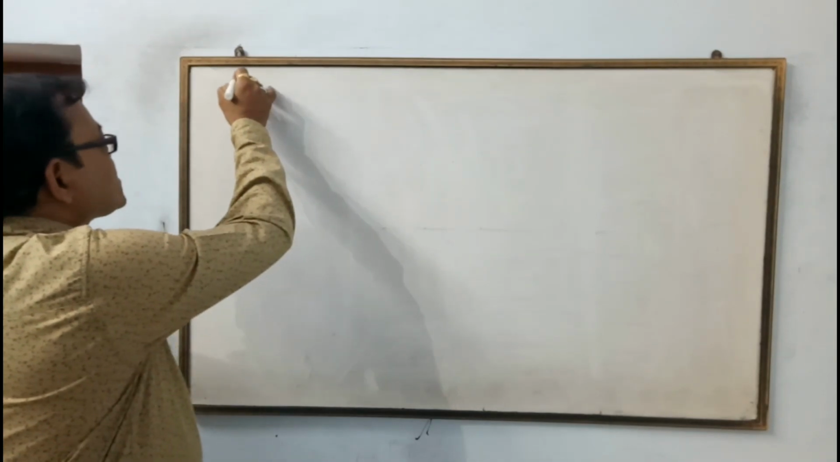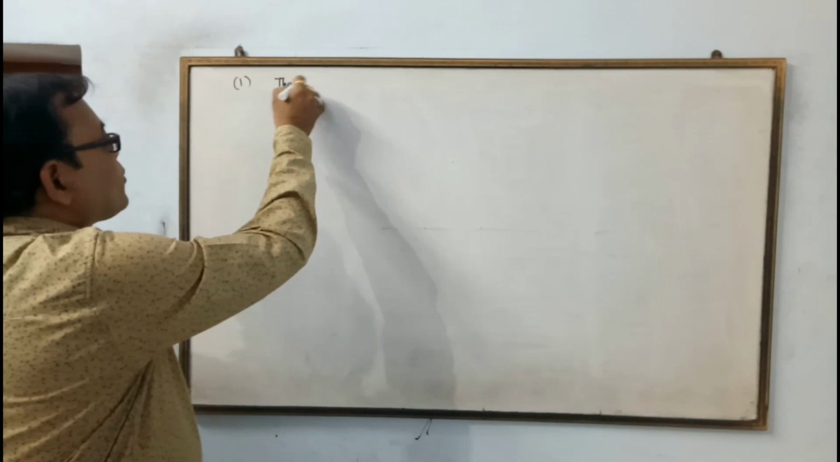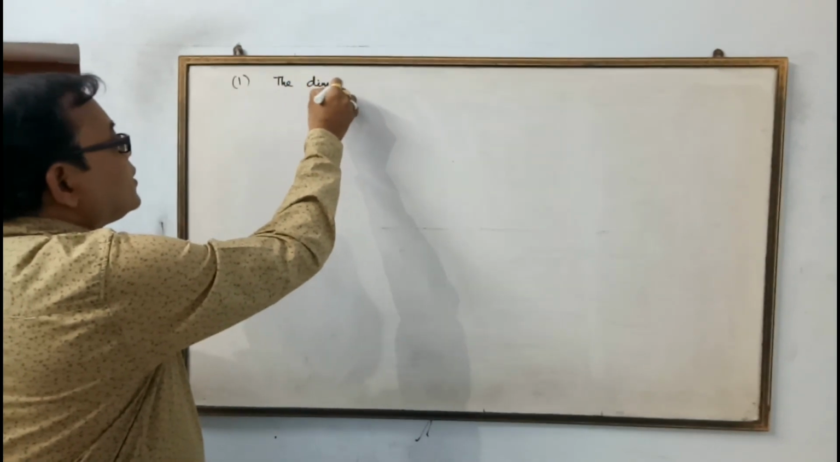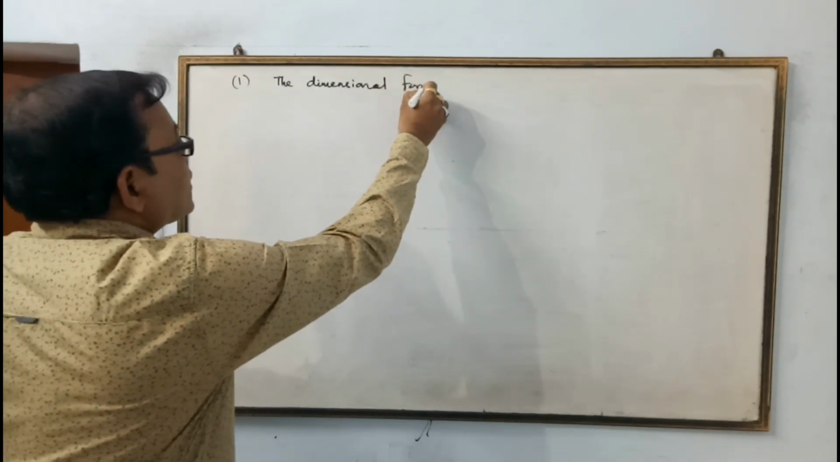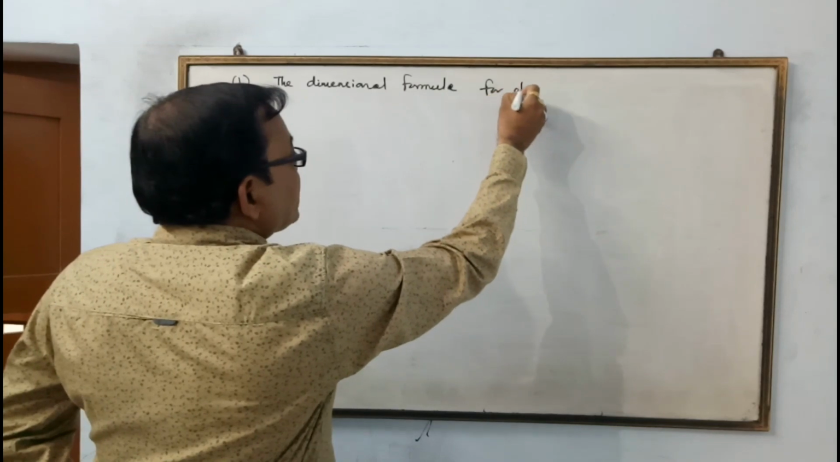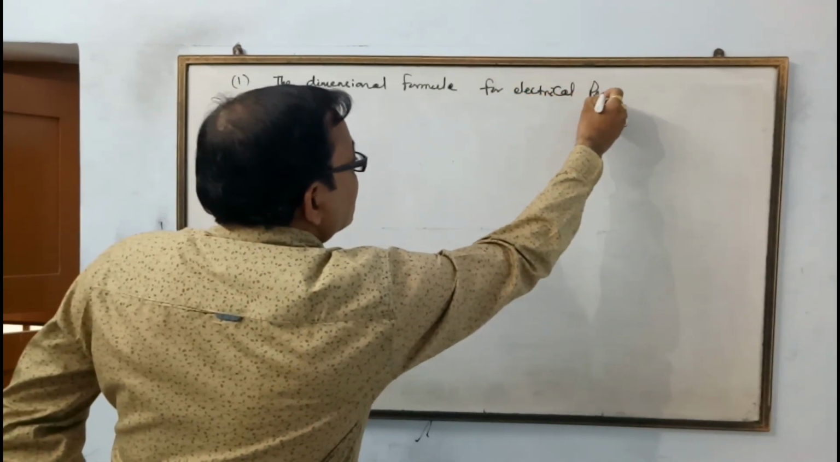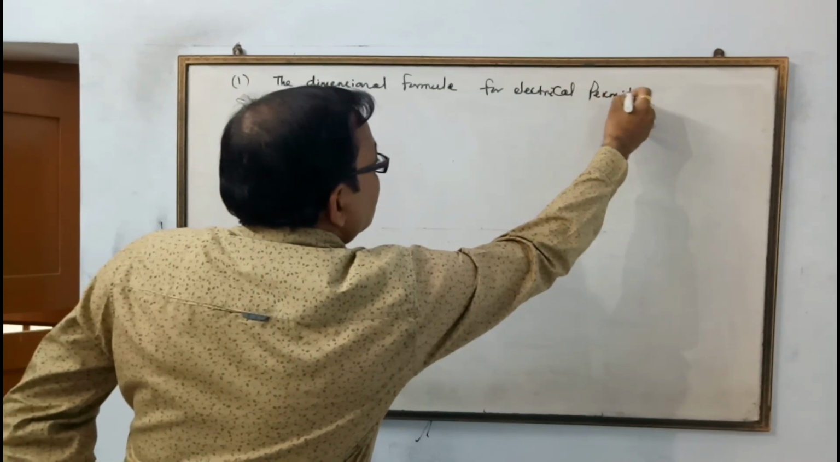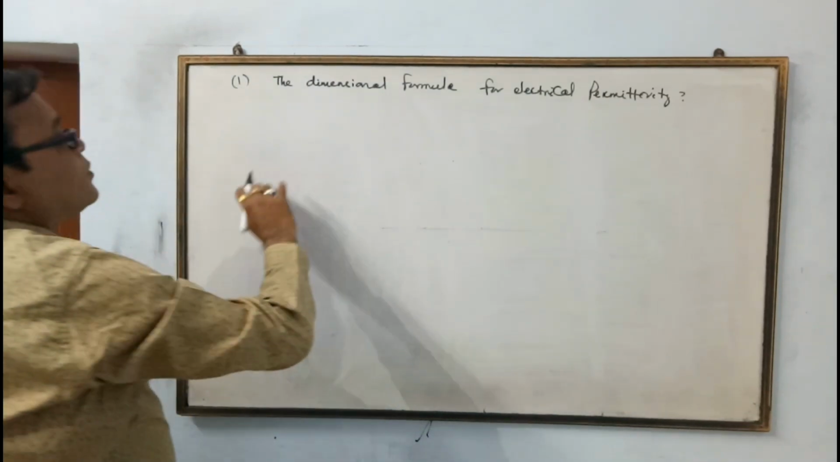Questions are from physics, 1 mark questions. The dimensional formula for electrical permittivity.